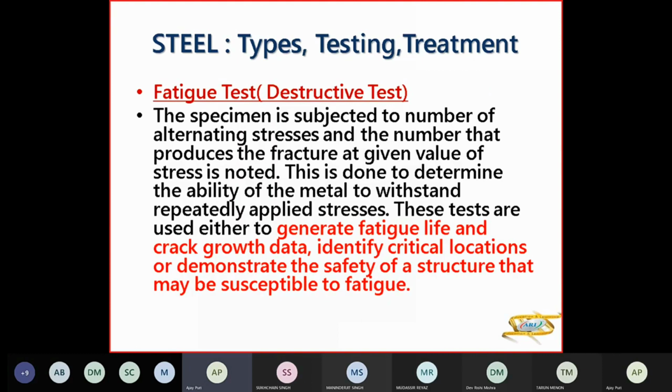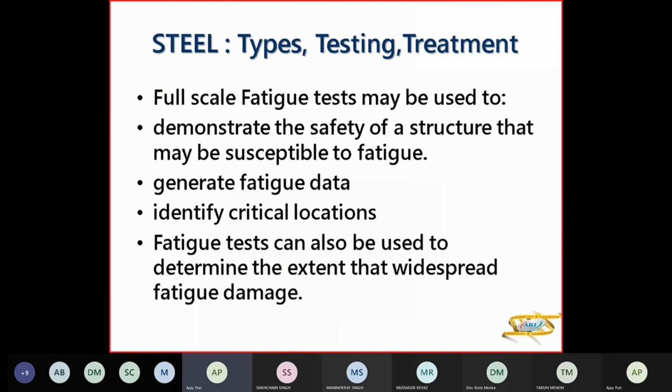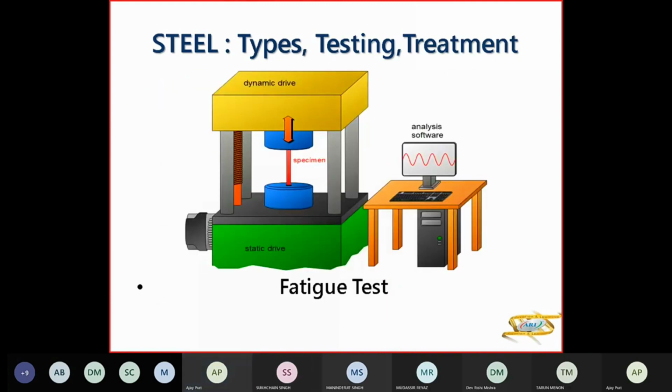Last is your fatigue test. In your fatigue test, you are subjecting the material to alternating stresses, and you have to see how many alterations or how many cycles the material will break. So first you are compressing, and then the tensile, then the compress, then the tensile. So after how many alternating stress will the material break?